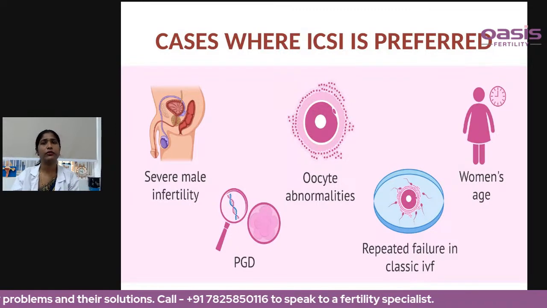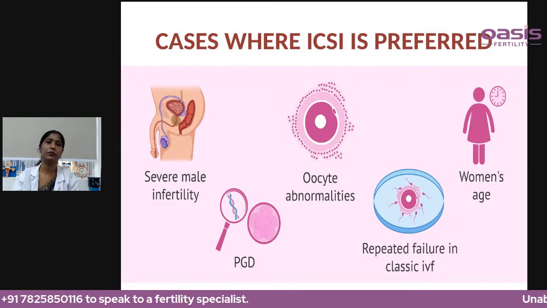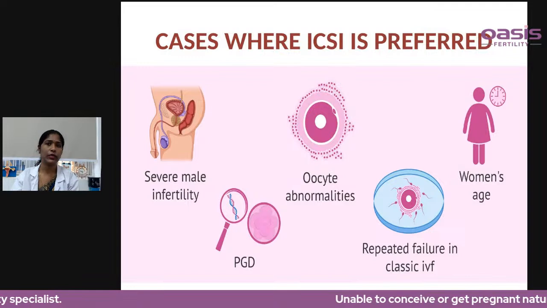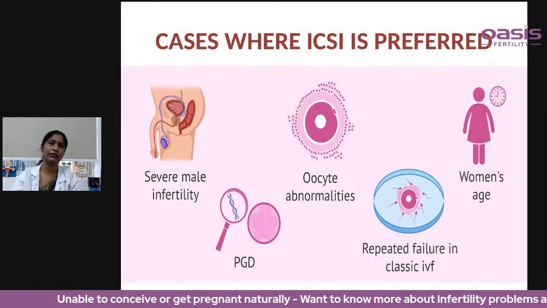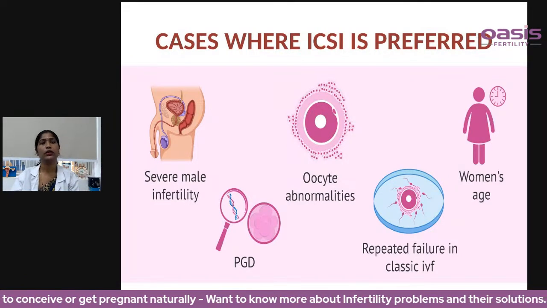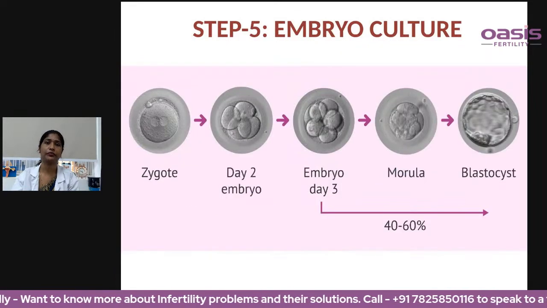Then there are couples in whom we need to do a genetic analysis of the embryo, which is called pre-implantation genetic testing. In those cases, it is important that we do ICSI rather than IVF. And then there could be couples who have had multiple IVF failures where classic IVF was done for fertilization. For the next time, we go for ICSI to increase the chance of fertilization.